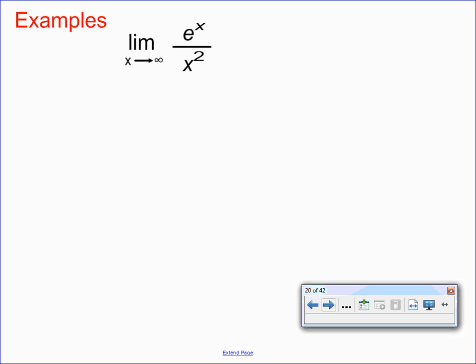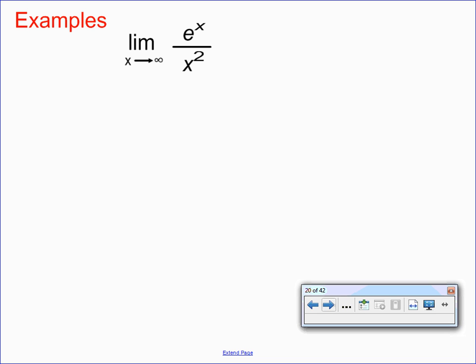Let's take a look at another. The limit as x approaches infinity of e to the x over x squared. As x approaches infinity, what happens to my exponential function, y equals e to the x? Well, that approaches infinity, so that's the right-hand behavior. And as x approaches infinity of x squared, what does y do? Well, that's also going to infinity.